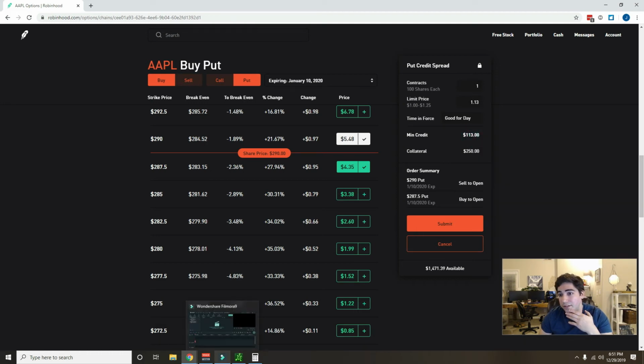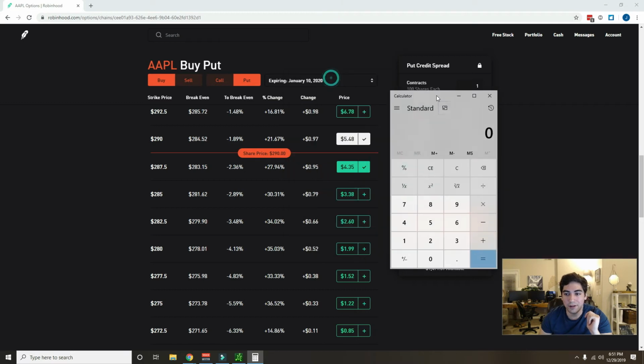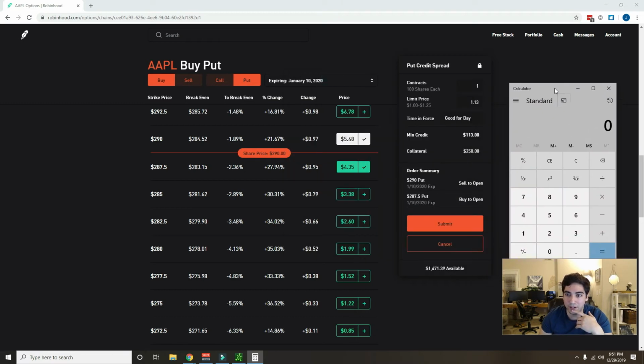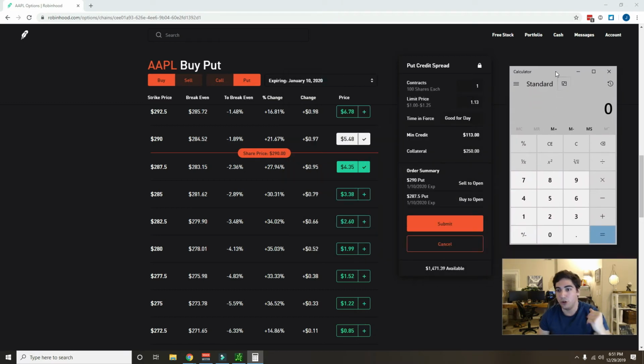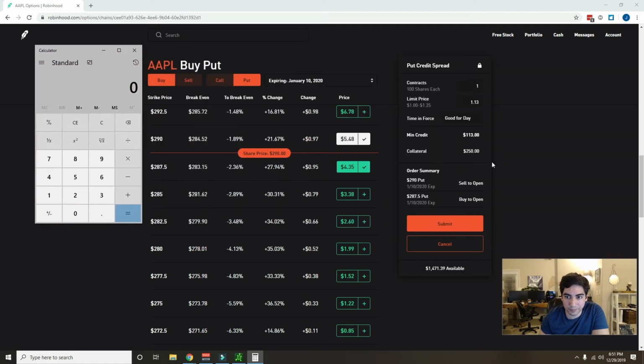Why is it asking for $250? It's actually less collateral, and I'll show you how to calculate it. There's a couple rare scenarios that could come up where you would need more collateral than what I'm going to show you, which is why Robinhood doesn't do the best job of displaying this. But essentially, remember, you get this $113 credit, so that's factored into the risk.